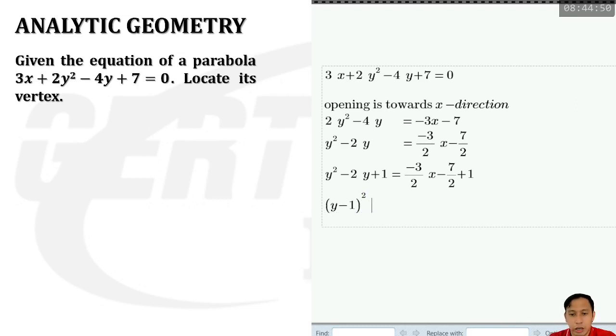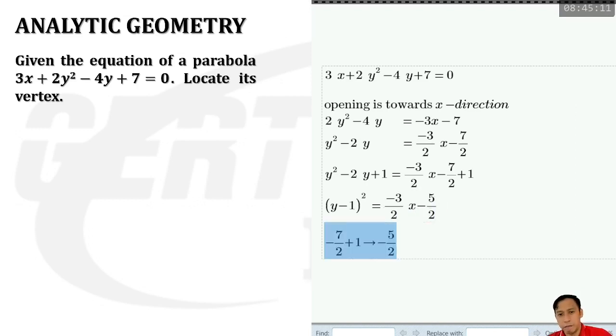Okay? And that is equal to, what is this? Negative 3 halves of x. Then, what is negative 7 halves plus 1? Negative 7 halves plus 1. That's negative 5 halves, no? Negative 5 halves. Okay?